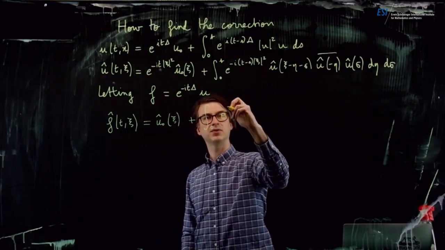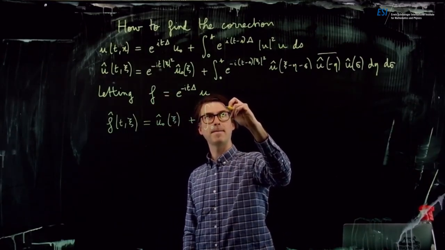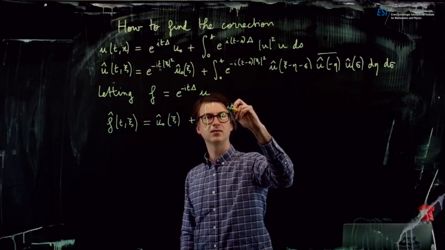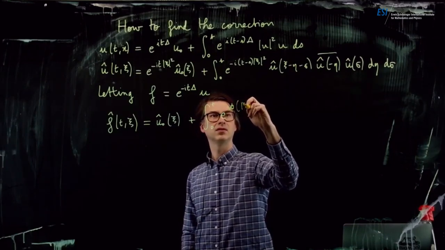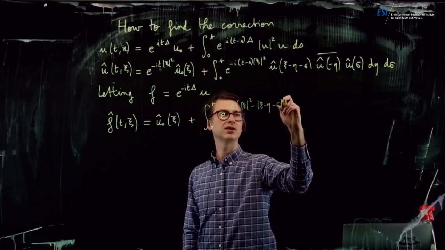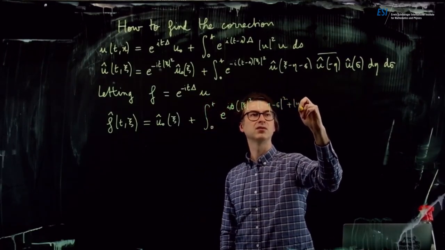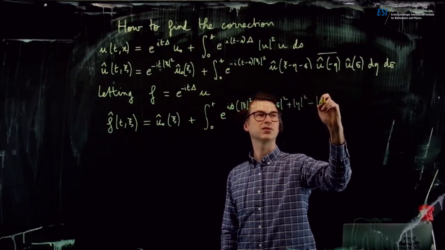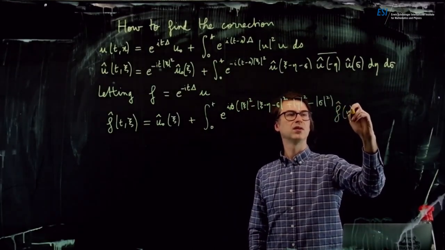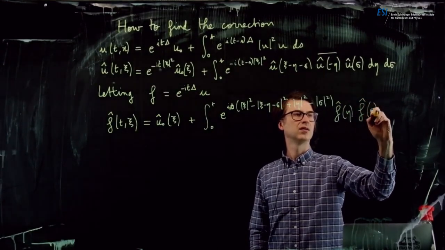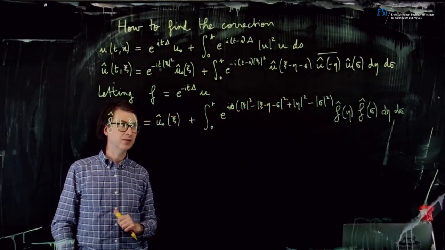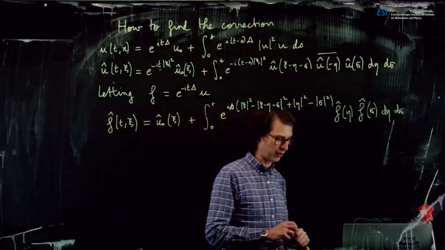And here, okay, so that's the important piece. So the phase is, it's e^{is}, ξ squared minus (ξ minus η minus σ) squared plus η squared minus σ squared, f hat of η, f hat of σ, dη dσ. And now it looks like once again a stationary phase problem.